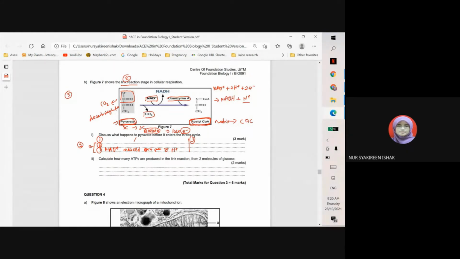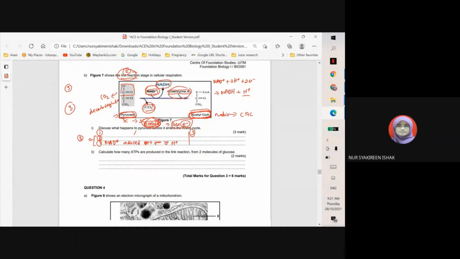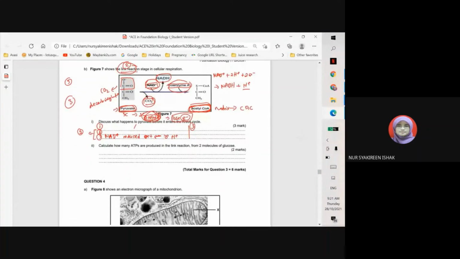So kalau tengok dalam awak punya nota tu, dia highlightkan yang link reaction ni terbahagi kepada 3 major reaction tadilah. 1, removal of carbon dioxide. 2, formation of acetate which involves the release of electrons that will reduce NAD plus to NADH, and then the formation of acetyl-CoA by combining acetate with coenzyme A. So ada 3 major reaction yang berlaku semasa link reaction.